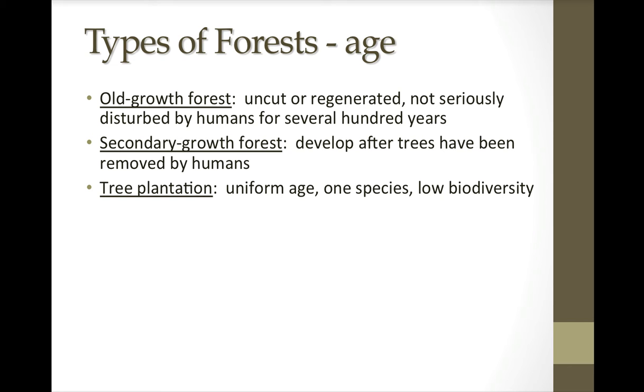So the best type of forest for biodiversity is going to be the old growth forest. The second best is going to be the secondary growth forest because you still get a diversity of trees and some diversity of age there as well. The tree plantation is going to be the worst type of forest for biodiversity.